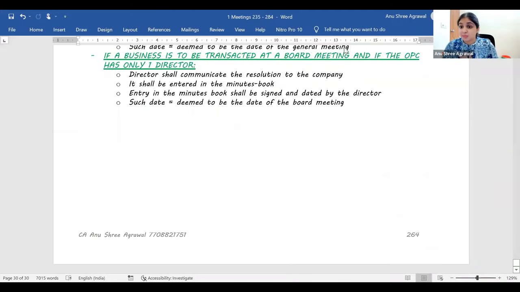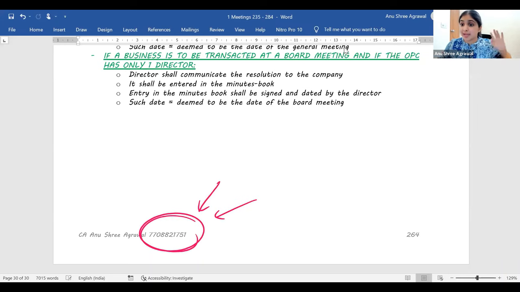The AGM and EGM part, no doubt, I went a little fast. In case you guys do not understand, you can reach out to me on this number anytime and you can get it clarified. You can WhatsApp your doubts to me and you can get it clarified, the AGM and EGM part. All right. So shall we close here for today?